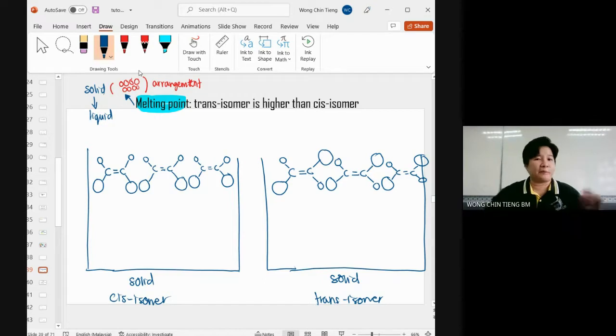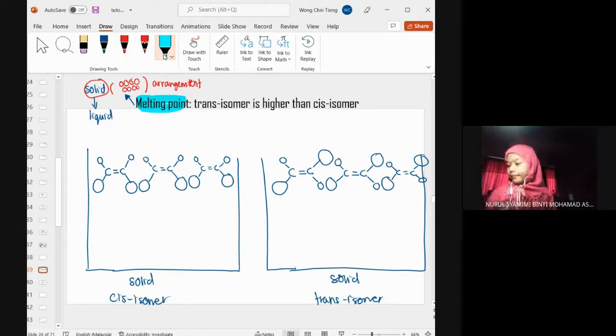Kenapa kita susun rapat? Kenapa Miss Wong bila lukis tu Miss Wong nak susun rapat? Because it's from a solid. This is our original. So when this original solid, we want to look at why trans is higher. Look at the arrangement. Which one is more closely packed?